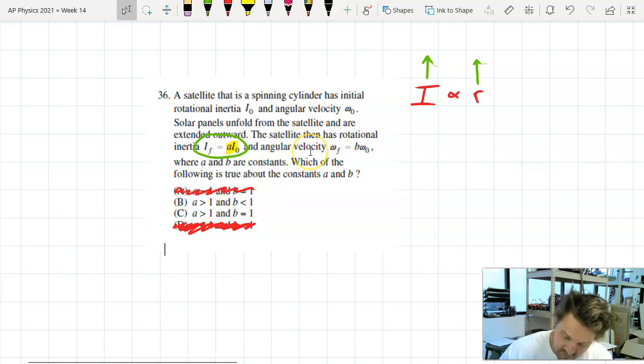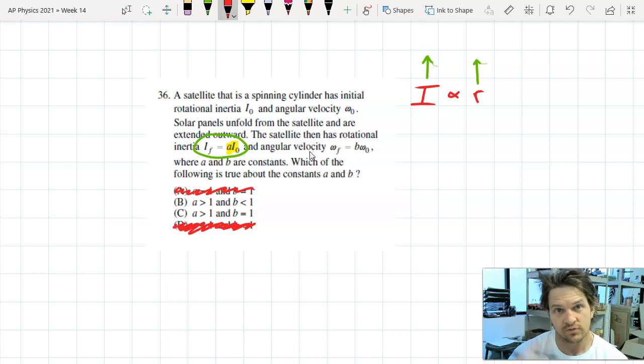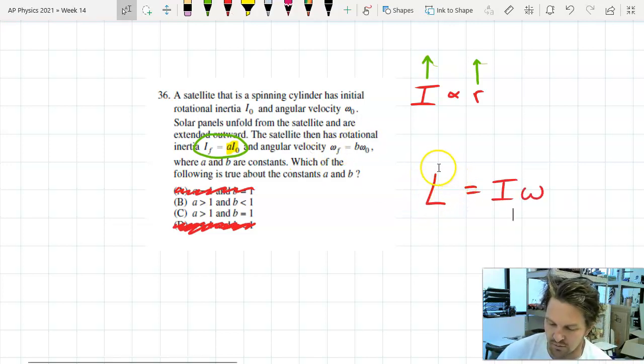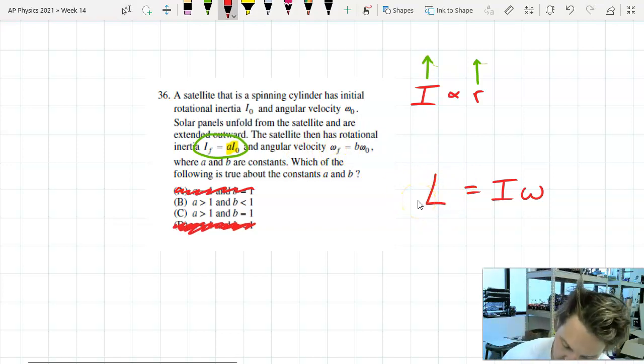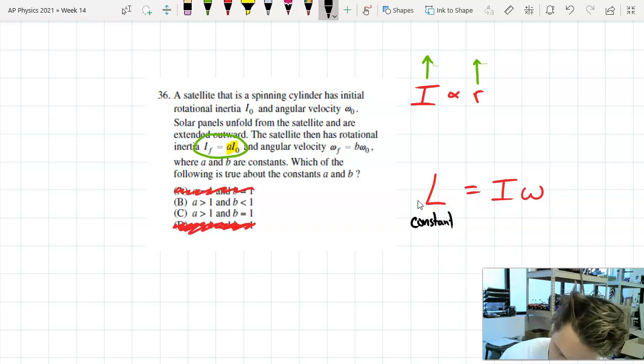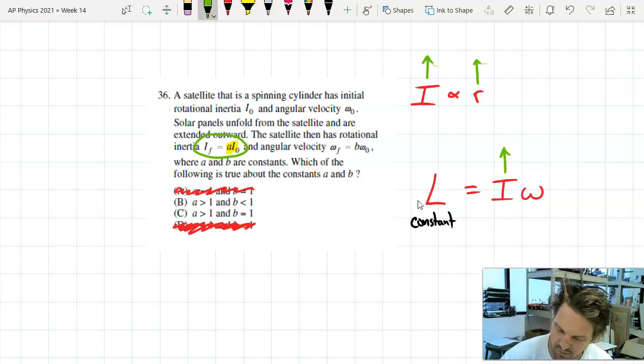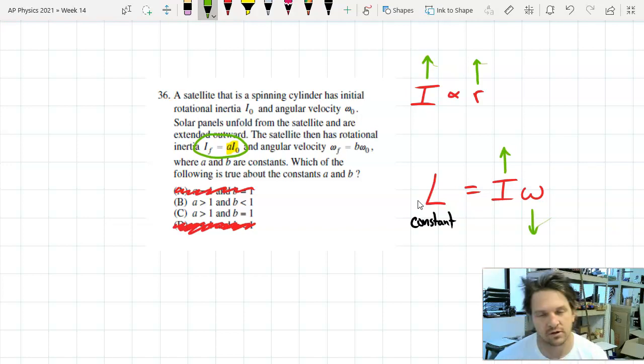Now, what happens to angular velocity? Remember, angular momentum, something spinning, is conserved. So this quantity right here for L cannot change. This has to be constant. So what happens is you have this balancing act, as one thing on the right hand side goes up, the other thing is going to go down to balance it out.